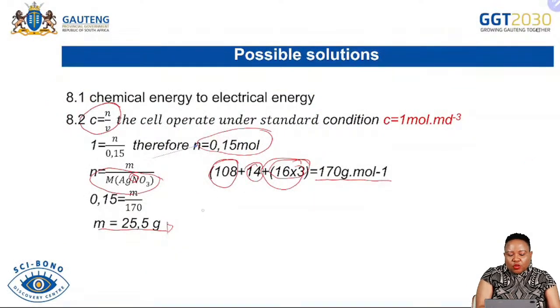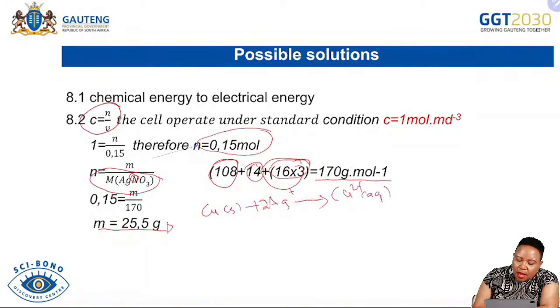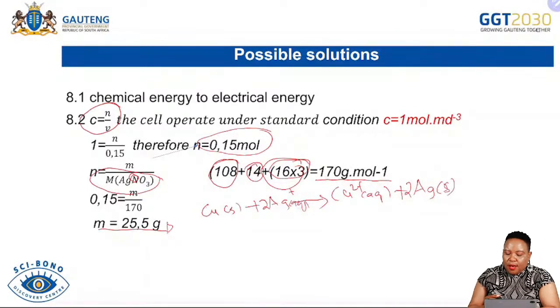So in terms of this one, it's going to be copper, which is solid, which undergoes oxidation, plus silver ion, which undergoes reduction. But remember, copper is providing 2 electrons, so there will be 2 silver ions that are each getting an electron from copper, and then they will give you copper 2 plus ion, which is aqueous, and also our silver, which is solid. But remember, there will be 2 silver formed from the copper.